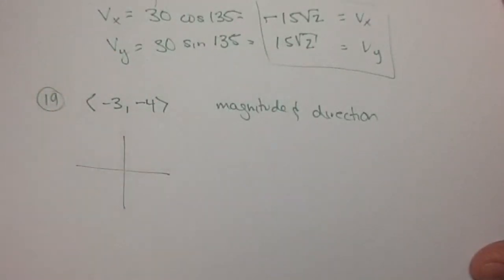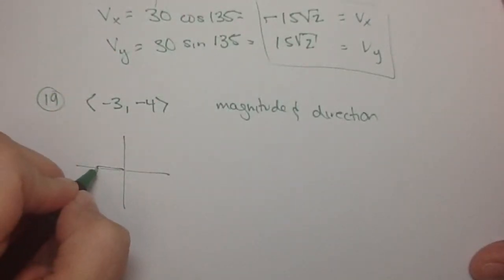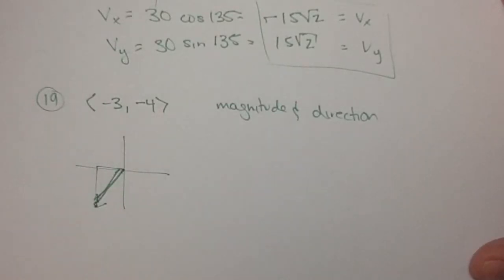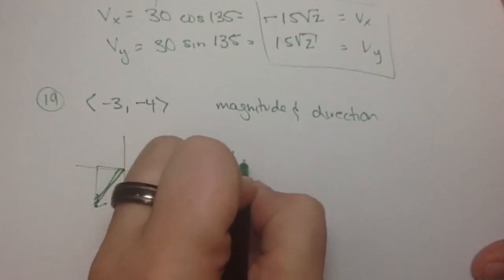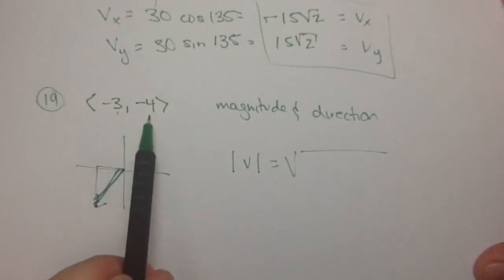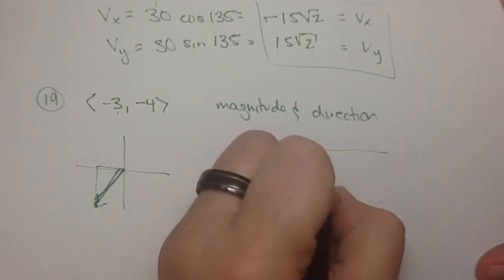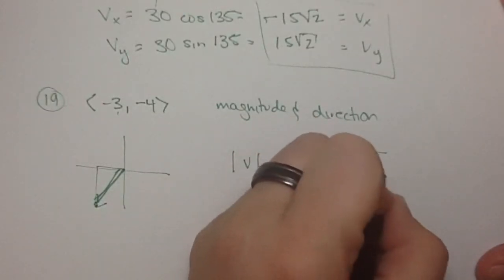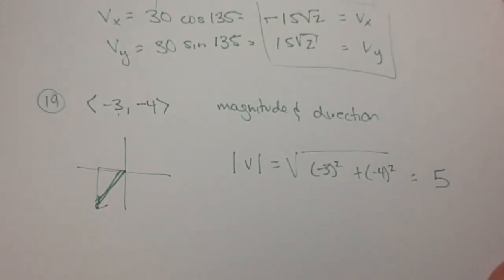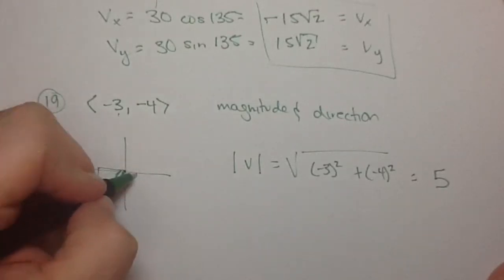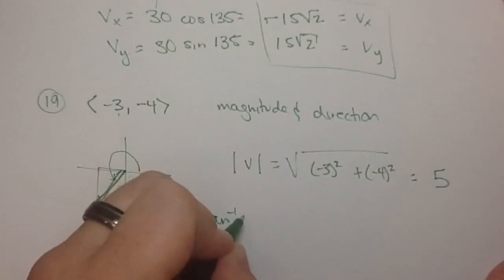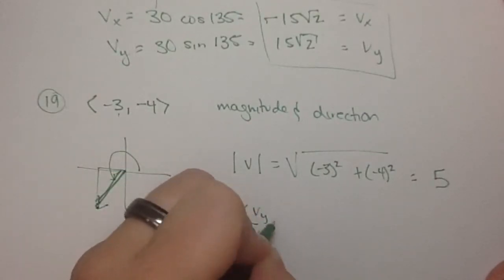So just thinking about it, we've got negative 3, negative 4. So here we are in the third quadrant. So the length of the vector then is just the square root of this squared plus that squared. So we've got negative 3 squared plus negative 4 squared, and that gives us the length of the vector is 5. Now to find this angle, remember theta is the inverse tangent of vy over vx.